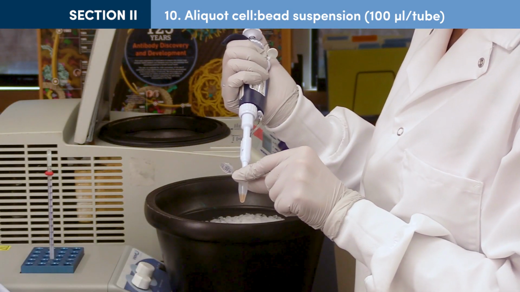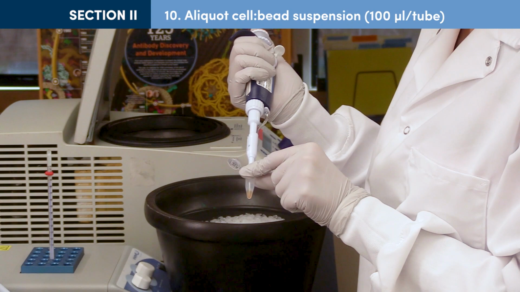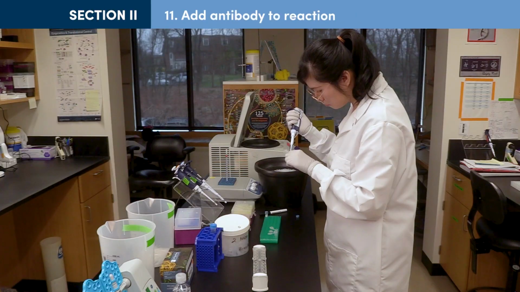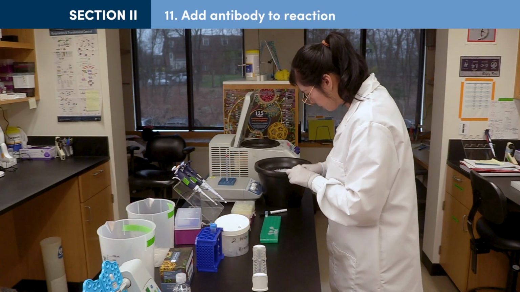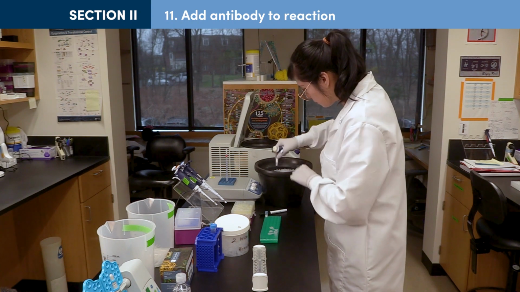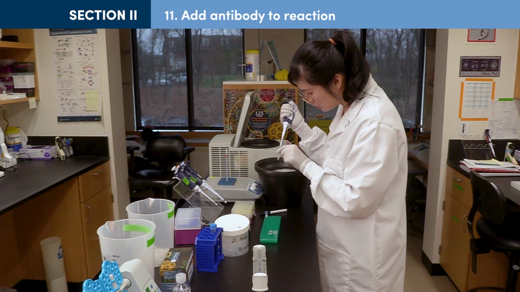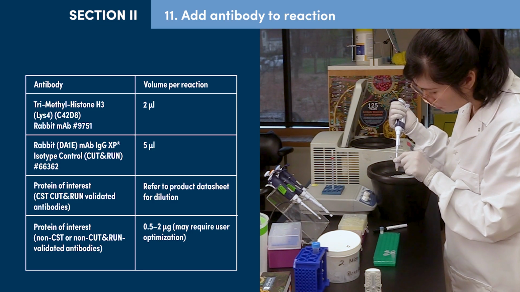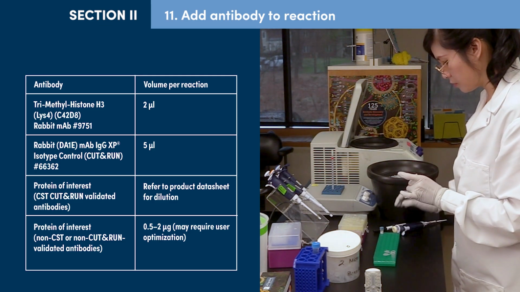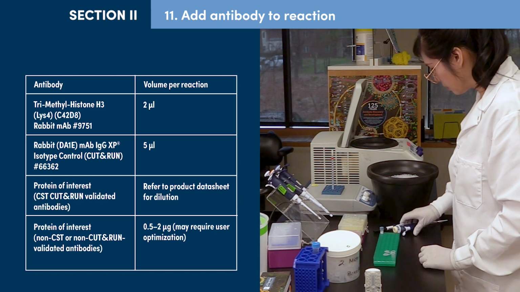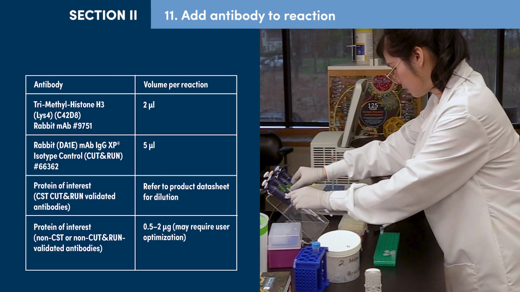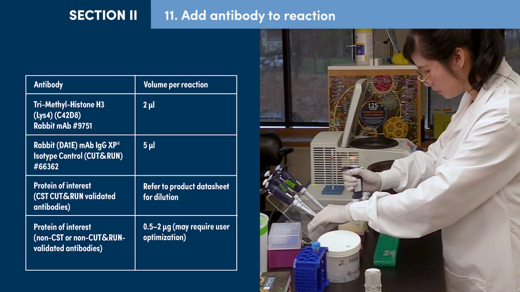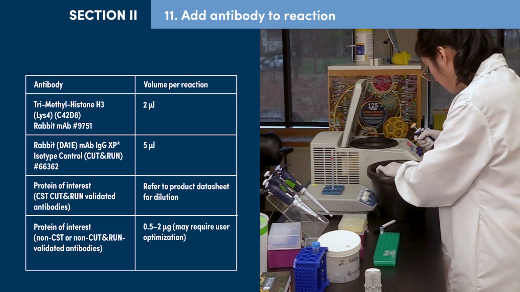Before adding antibody, pipette the cell bead suspension up and down. Add the appropriate amount of antibody to each reaction and mix by gently pipetting up and down. The amount of antibody for positive and negative controls are shown in this table. Please use the recommended dilution for cut-and-run validated antibodies, which can be found in the datasheet or product page for your CST antibody.